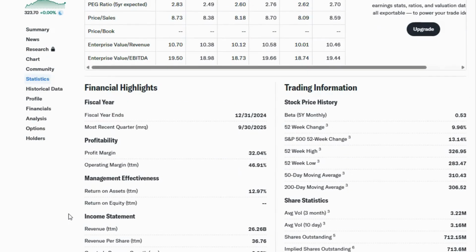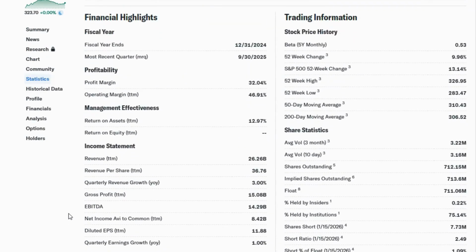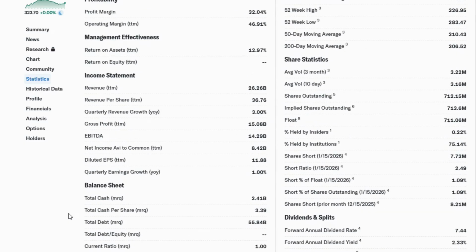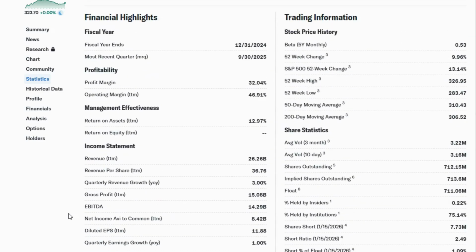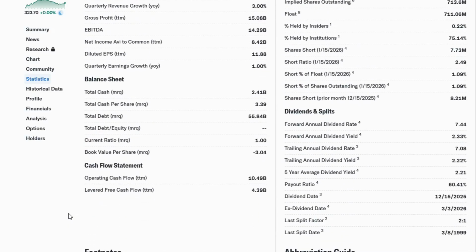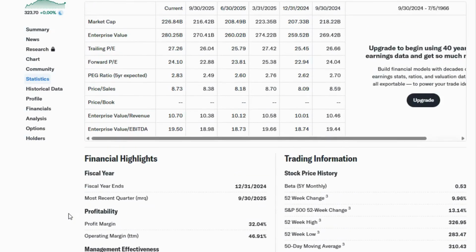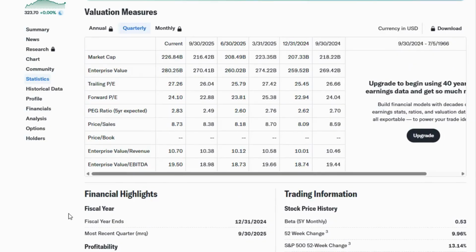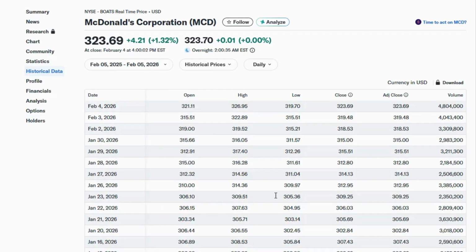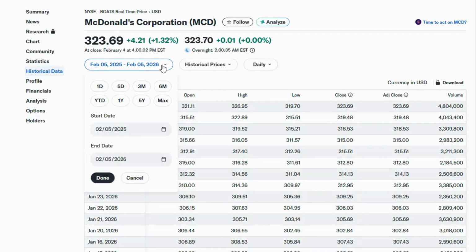To get the financial highlights, you can scroll down to see the company's financial numbers and ratios, including profitability and management effectiveness ratios, along with key financial statement numbers. On the right-hand side, you'll see trading information, share statistics, and dividend information. This section is very useful if you want to get a feel for the company's financial health. Investors often use this information for valuation purposes or to make an initial decision about whether to invest in the company.